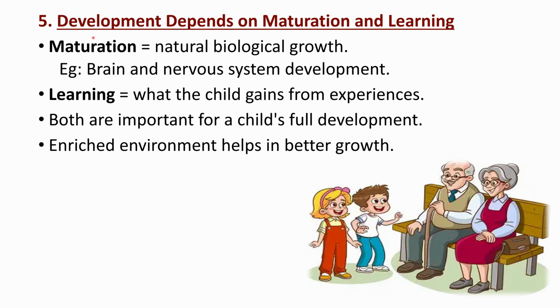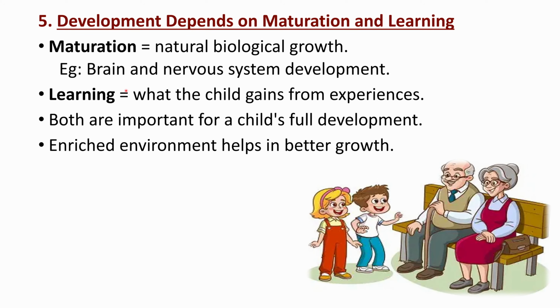The fifth principle is development depends on maturation and learning. Maturation means the natural growth of the body, or natural biological growth. That means as the child grows, the body organs like the brain and nervous system also develop, which helps the child perform different activities. For example, when the brain develops, the child becomes able to sit, stand, and walk.